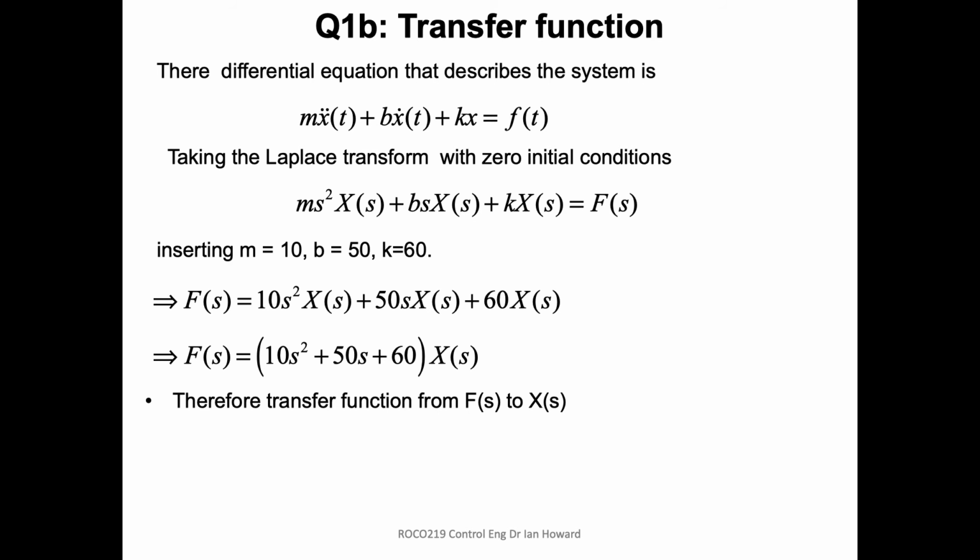So, giving the transfer function X(s) divided by F(s), we can divide through both sides by F(s), and then divide through both sides by the expression 10s squared plus 50s plus 60. If we want to get rid of the term in front of the s squared, we basically have to divide the top and the bottom by 10. So the top goes to 0.1 and the bottom goes to s squared, 50 goes to 5, 60 goes to 6. So there we have the transfer function X(s) divided by F(s).